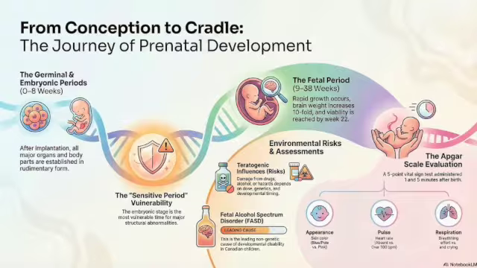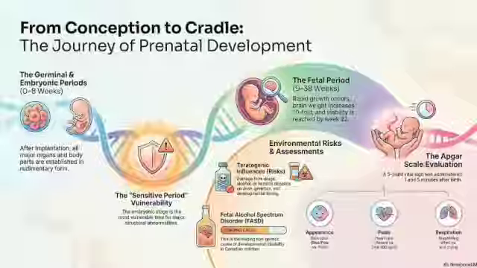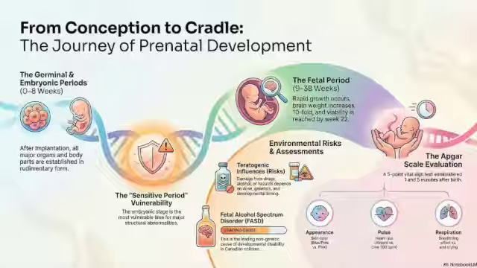These early arrivals face massive physiological hurdles, because their complex systems, especially the lungs, immune system, and digestive tract, simply haven't had enough time to scale up and mature. To support these premature babies, medical professionals utilize a fascinating, low-tech but highly effective intervention called kangaroo care.